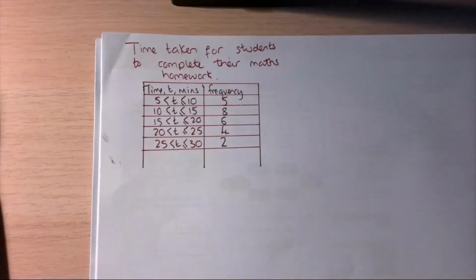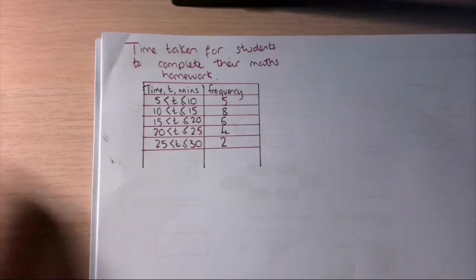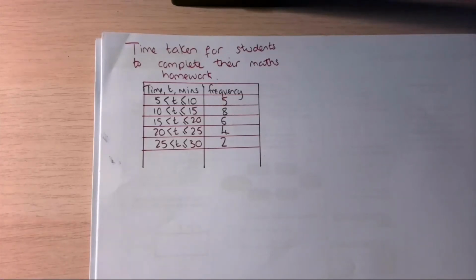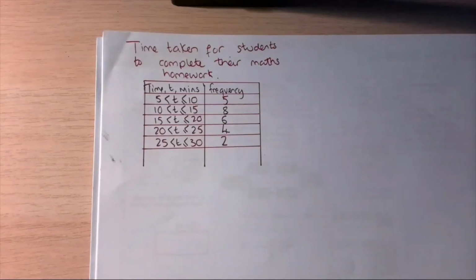Right, time taken for students to complete their maths homework, and we're going to find those three averages and the range again. Now looking at this, I'd say it's a complete load of rubbish. If any of you took only 5 minutes to do your maths homework, I think you need to have another look at it. That's very, very fast to do your maths homework, but there we go. We'll work with this data.